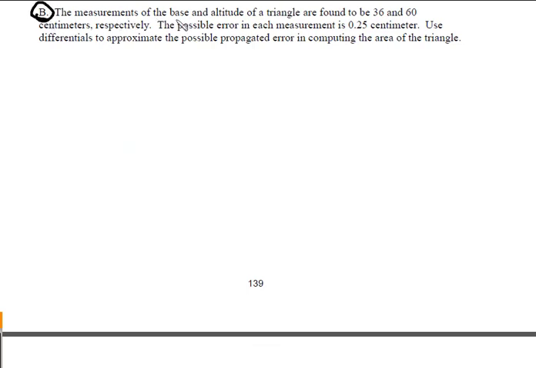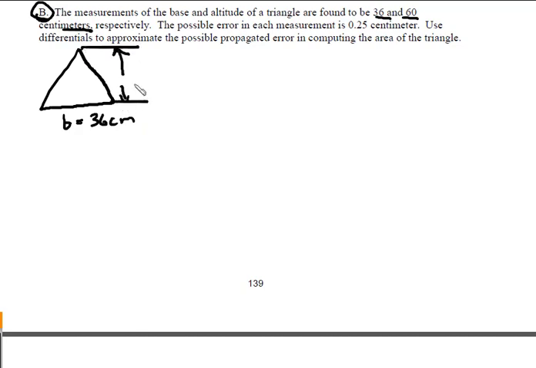So the measurements of the base and altitude of a triangle are found to be 36 and 60 centimeters respectively. So I'm just going to draw the triangle here. So the base is going to be 36 centimeters, and the altitude or the height is going to be 60 centimeters. The possible error in each measurement is 0.25 centimeters. Use differentials to approximate the possible propagated error in computing the area of the triangle.